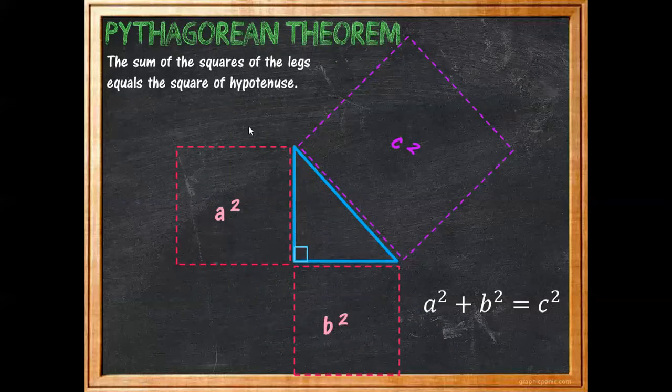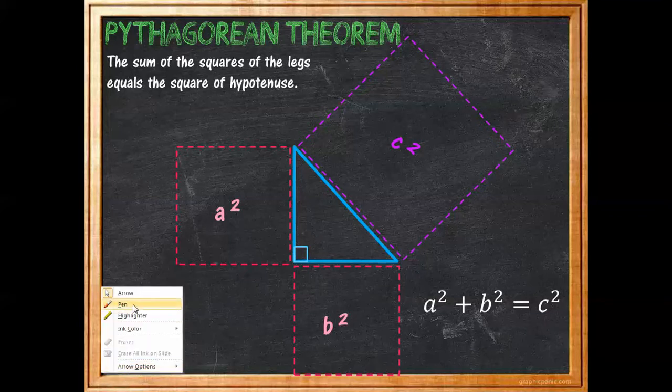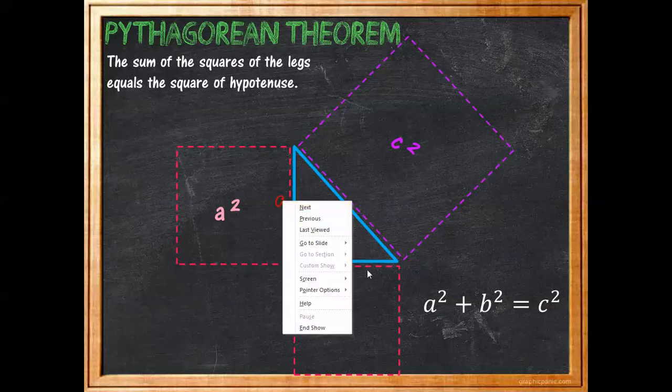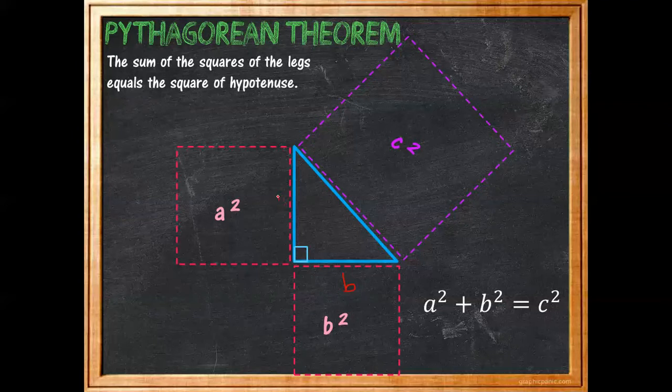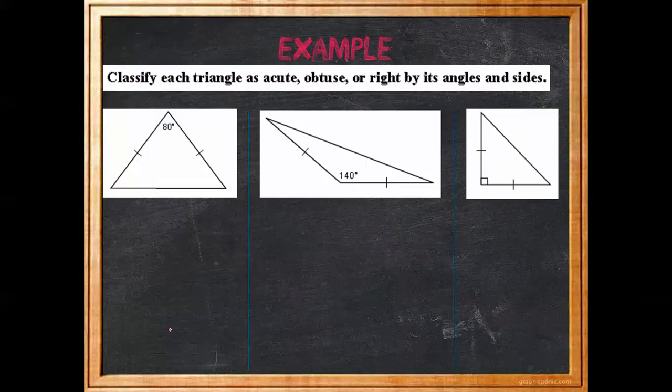The Pythagorean theorem says the sum of the squares of the legs equals the square of the hypotenuse. So if we were to take the legs and make squares out of them, for example, this is side A and this is side B. The area of a square is just side squared, so A times A is A squared, B times B is B squared, and that would equal the square of the hypotenuse if we were to make a square here. So if this was C, C squared. So A squared plus B squared equals C squared.